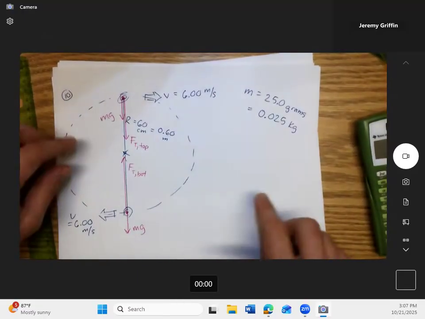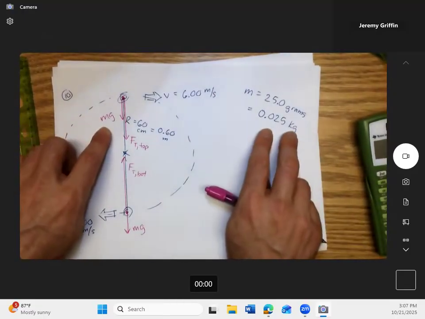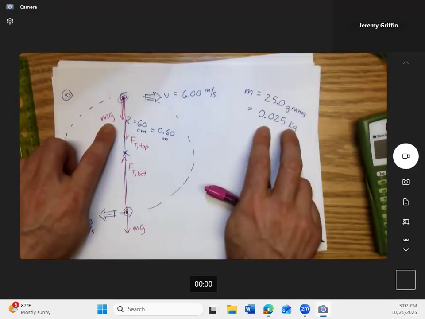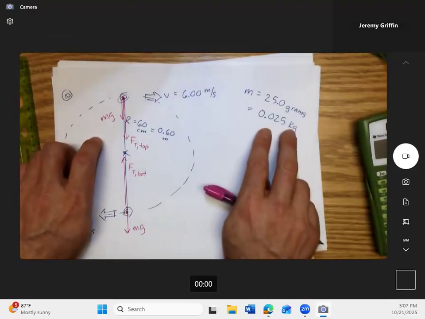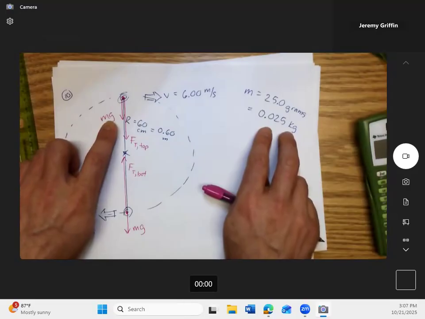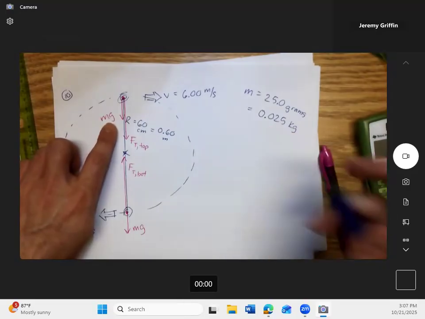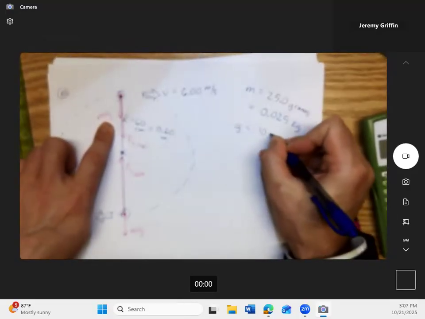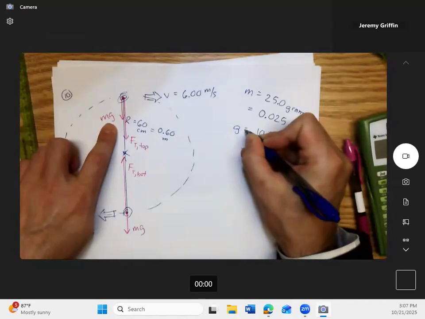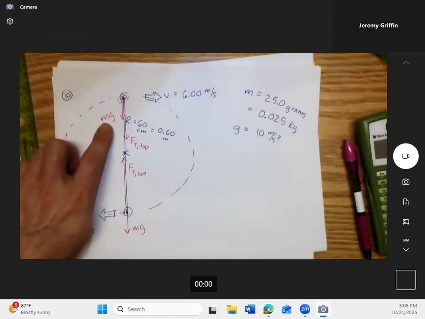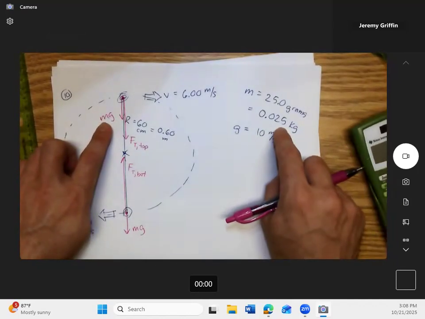Oh, I remember what I forgot to do, which is make the actual weight, because we can get a numerical value for weight. Here's mass in kilograms. If you multiply by 10 meters per second squared, I'm going to call g equal to 10 meters per second squared, just keep it simple. Then I can get the weight. So how much does the washer weigh?